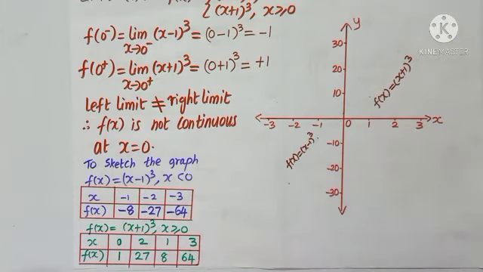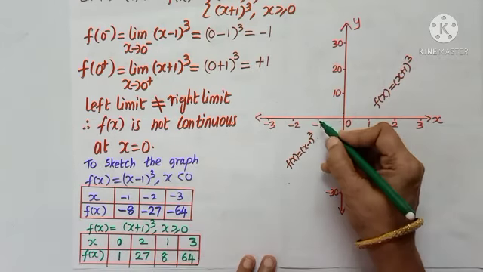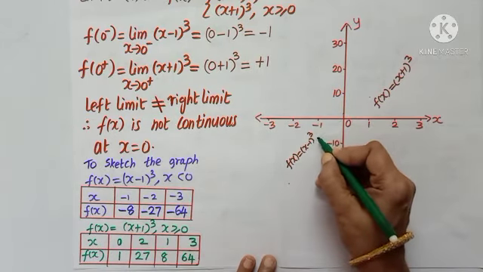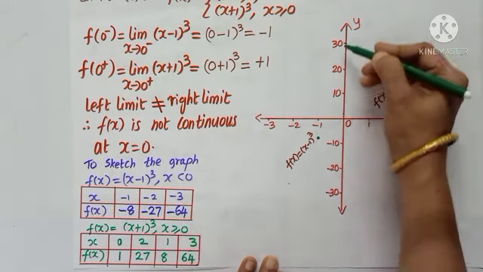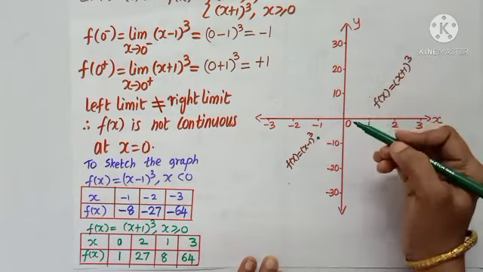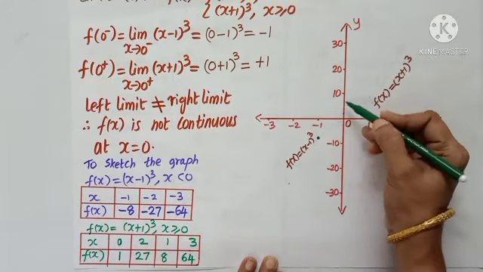As we plot the points, minus 1, minus 8. We are taking the y-axis scale differently because f of x values are higher. Take the y-axis scale to be 10, 20, 30, so 10 units per centimeter.